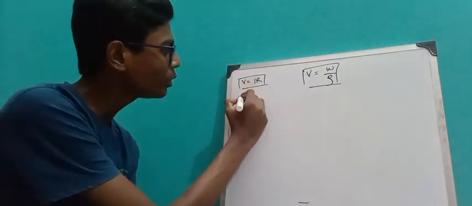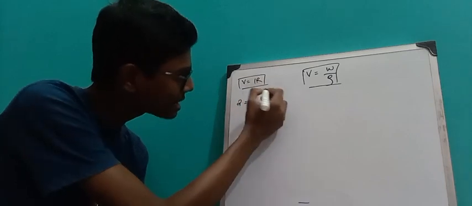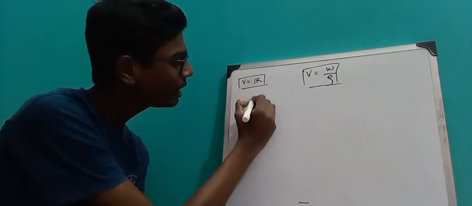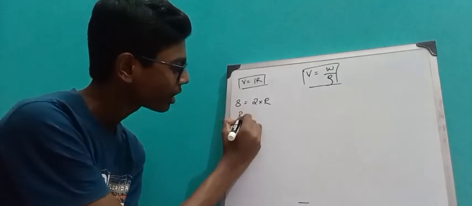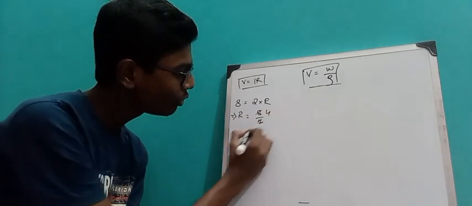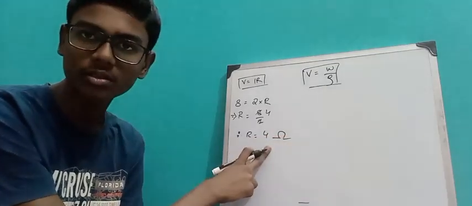Okay. So suppose V is 8, and suppose current, that is I, is 2, and if we want to find the resistance, then R will be equal to 8 by 2, that is 4. Therefore R equals 4 omega, that is ohms.